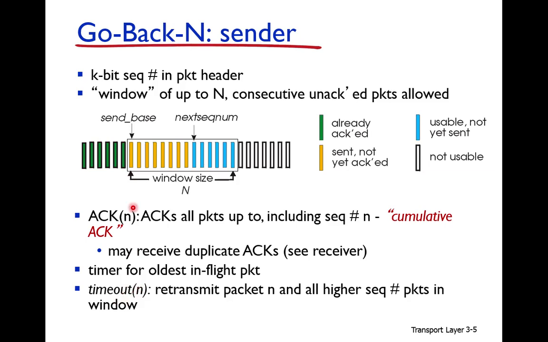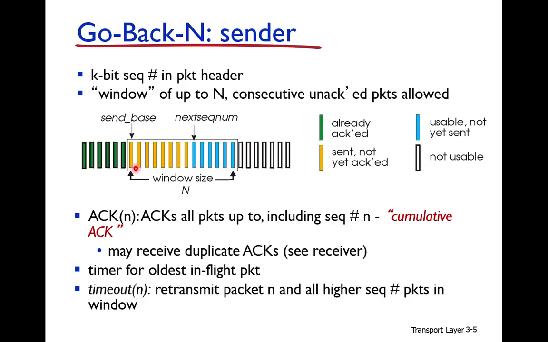packet n, then the sender will transmit this packet and all the subsequent packets that are sent. So if the timeout happens for packet number n, then the sender retransmits packet n and all the packets with a higher sequence number than n, that is, the packets with sequence number n plus 1, n plus 2, all the subsequent packets that are sent, they will be retransmitted. So it will retransmit packet number n and all higher sequence packets in the window.